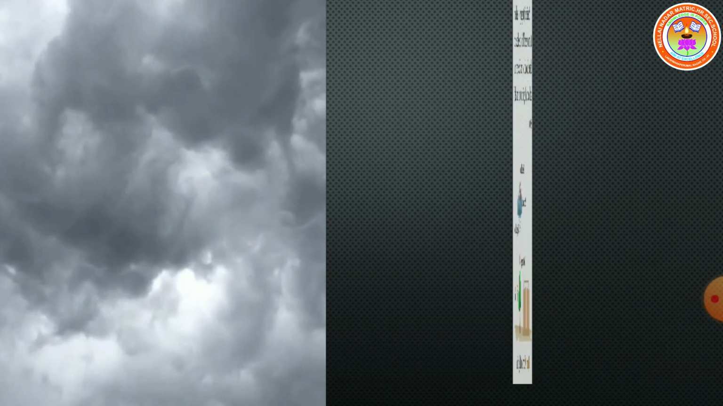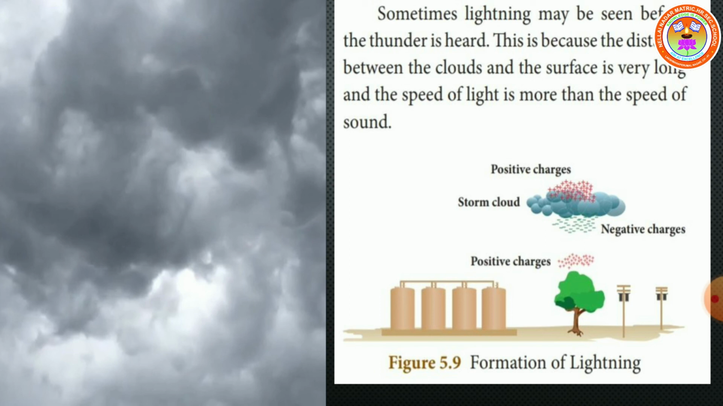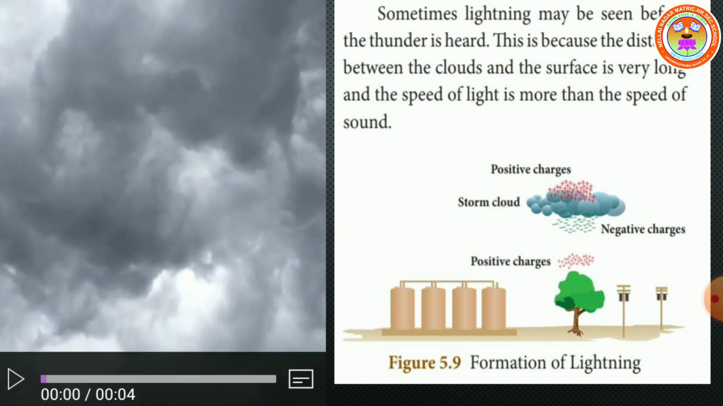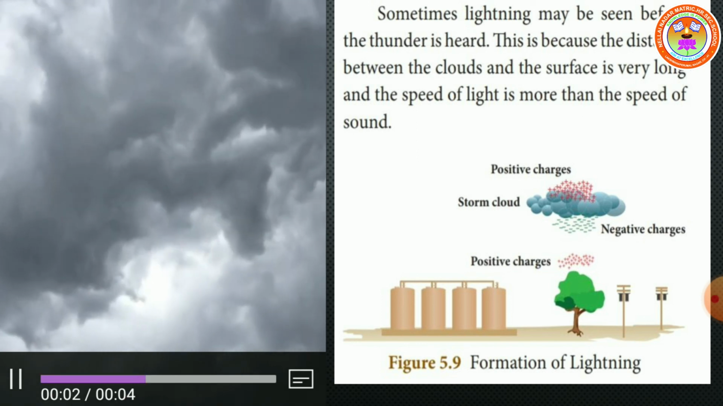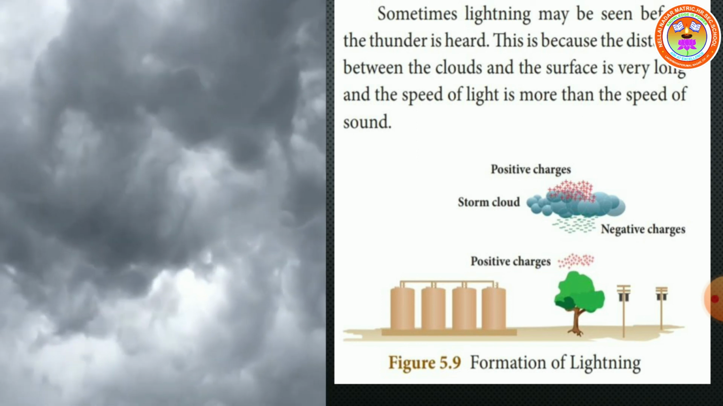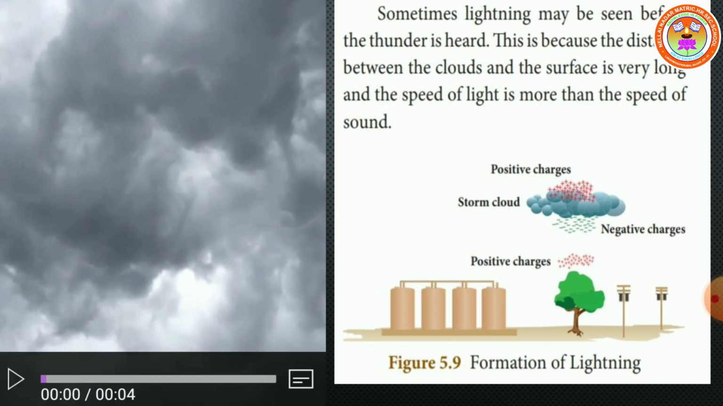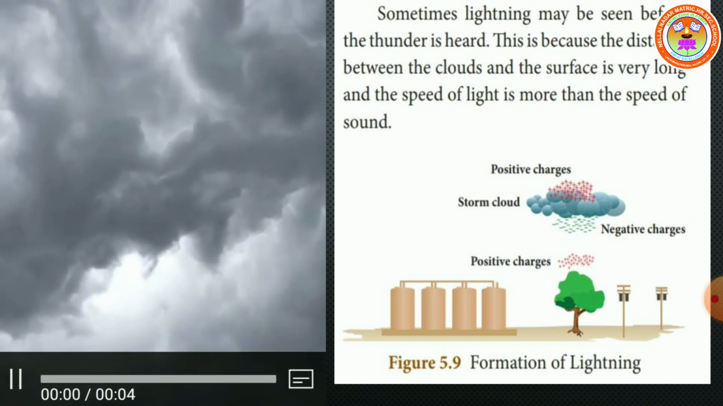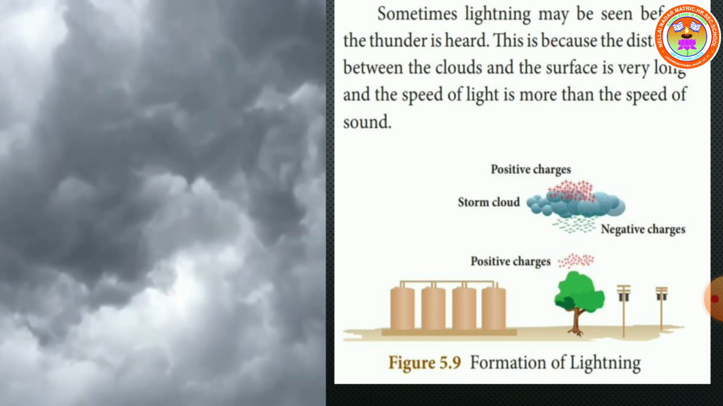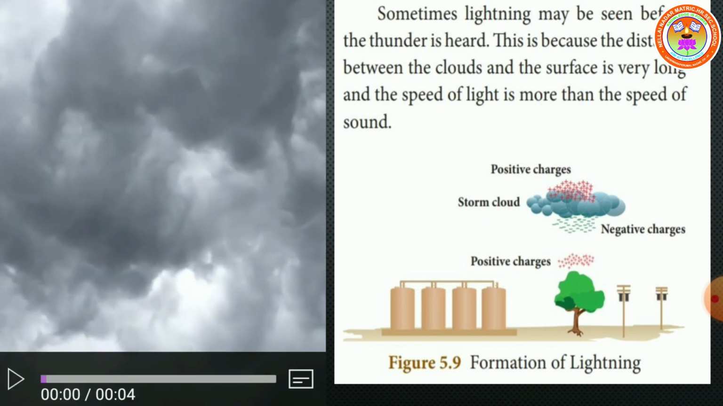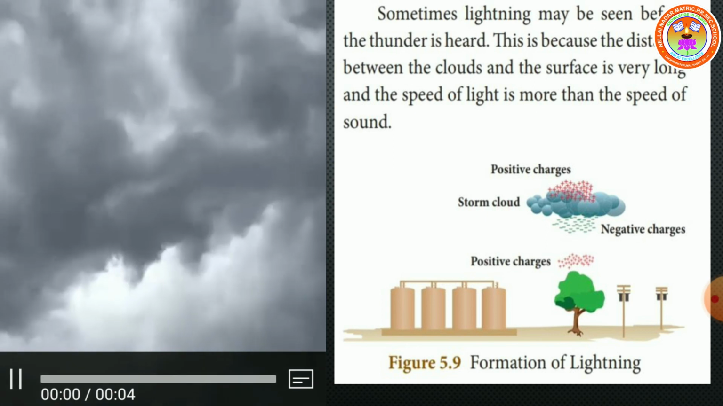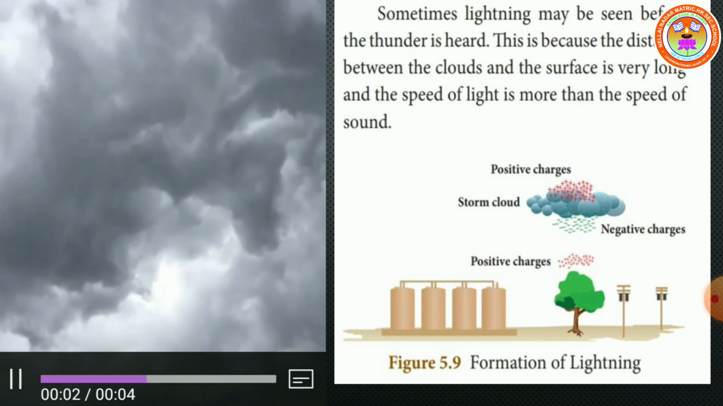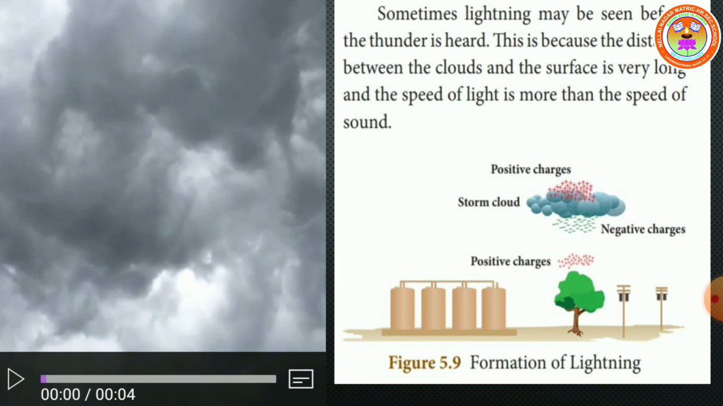Formation of lightning. Sometimes lightning may be seen before the thunder is heard. This is because the distance between the clouds and the surface is too long, and the speed of light is more than the speed of sound.